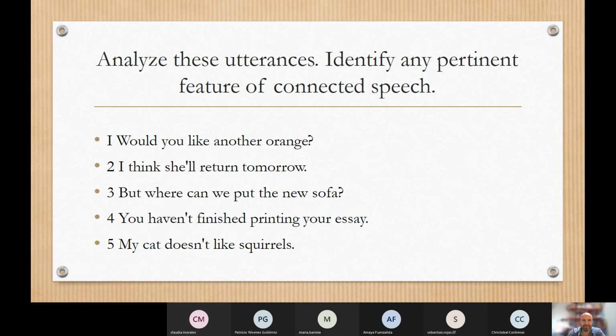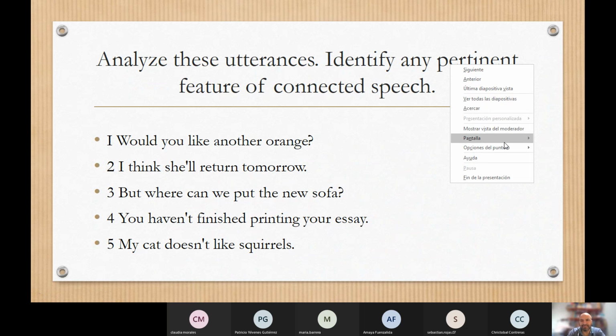All right. So, would you like another orange? Would you like another orange? So, which features of connected speech do you think are present here, or might be present?